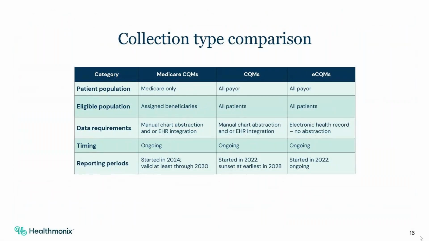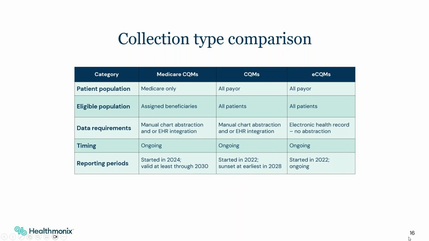So here's a little bit of a collection type comparison. The patient population for Medicare CQMs is going to be Medicare only. Both CQMs and eCQMs are all patients and all payers. The data requirements are manual chart abstraction and EHR integration for Medicare CQMs. Almost any way, you could manually enter information into a registry for reporting Medicare CQMs and CQMs alike. It does make it a little easier, but it does make the benchmarks a lot higher and harder to attain because many people are doing very well on both of those.